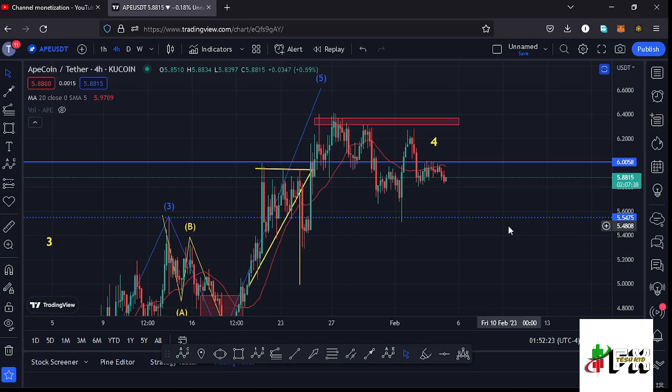We are also trading below the 20-day MA here on the 4-hour chart, meaning it's now acting as resistance, and there are high chances that whatever we are seeing at the moment is the formation of these higher Elliott wave count 4 that we have right here.